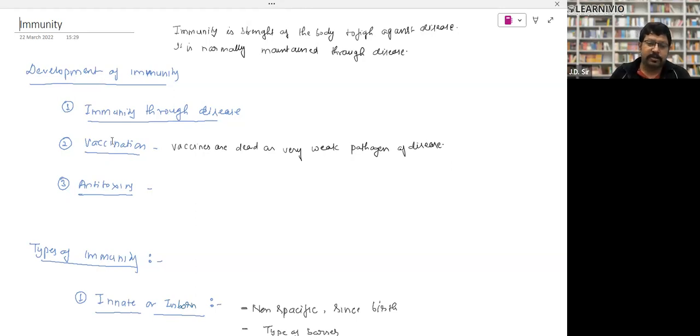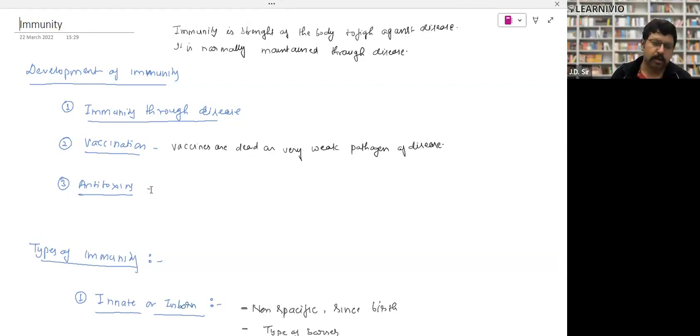Now, antitoxin is the same thing as vaccines: something which is against a toxin is inserted in our body. When the toxins come, they kill the toxins, right? So that is how the development of immunity takes place in our body. Clear?